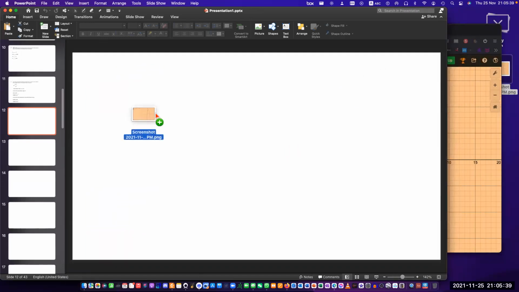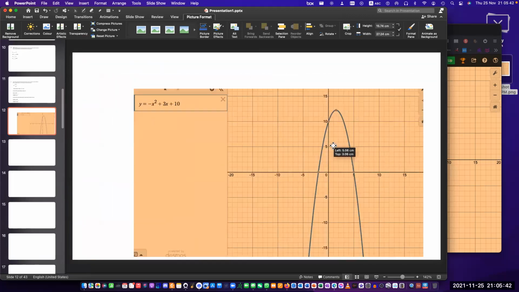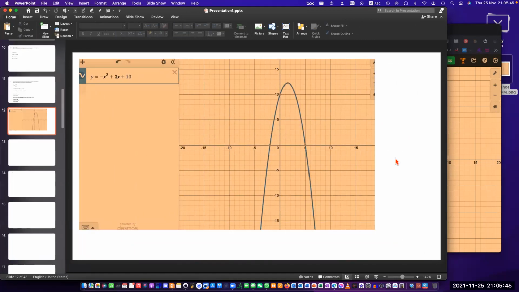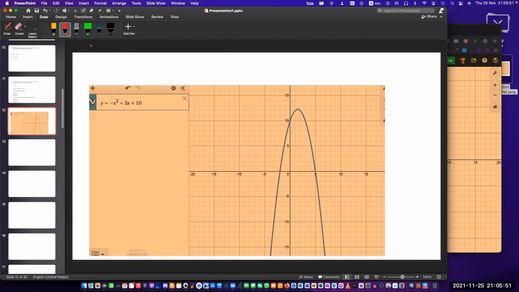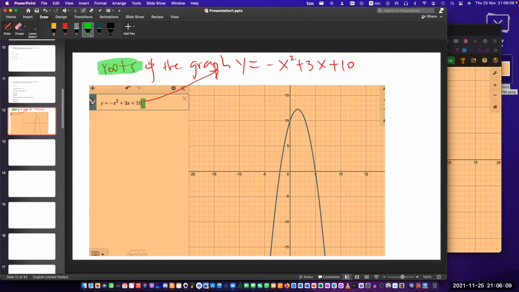All right, here it is. I have just taken a screenshot. They ask for the roots of the equation, so you have to understand the meaning of roots of the graph. The graph is defined by this equation, y is equal to minus x squared plus 3x plus 10. When you are asked to find the roots of the graph, what they are asking you to find is the intersections with the x-axis.